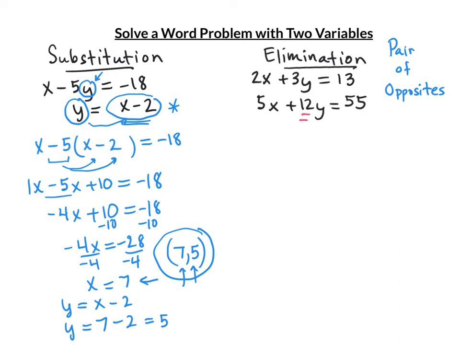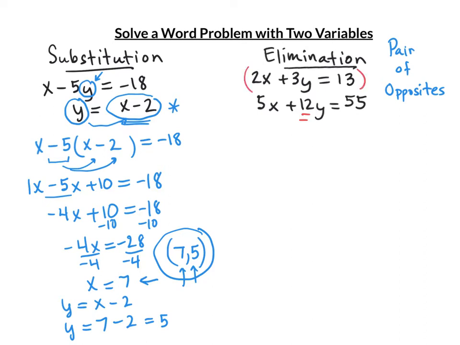Here I have positive 12. I could make the 3 12 if I multiplied it by 4. See, the smallest number that 3 and 12 divide into is 12. 12 is that least common multiple. 3, 6, 9, 12, 15, keep adding 3. 12, 24, 36, 48, keep adding 12. 12 is the least common multiple. It's the smallest number that 3 and 12 divide into evenly.